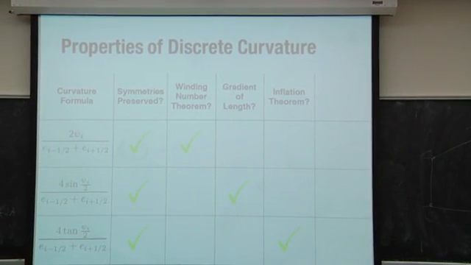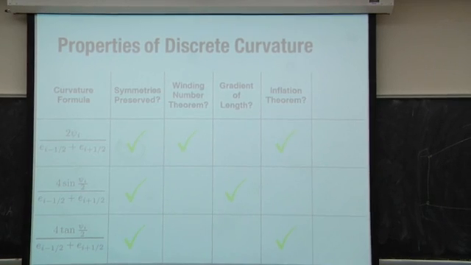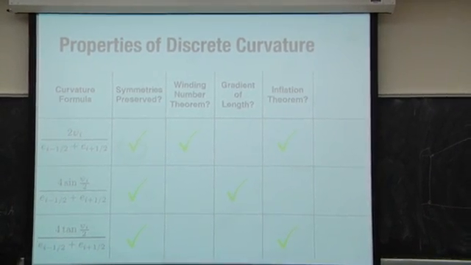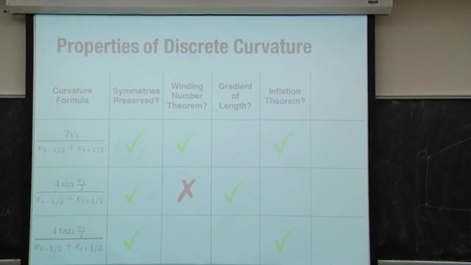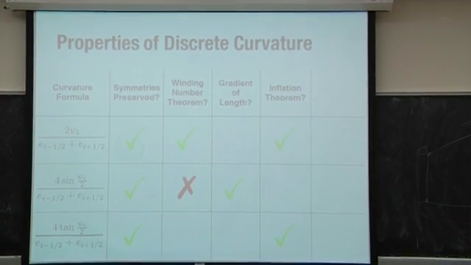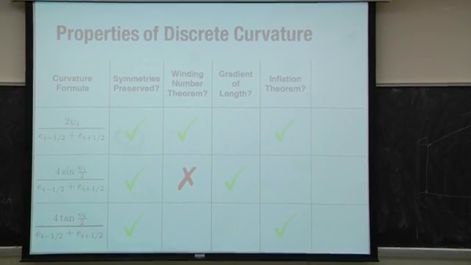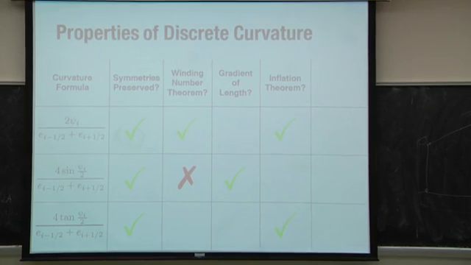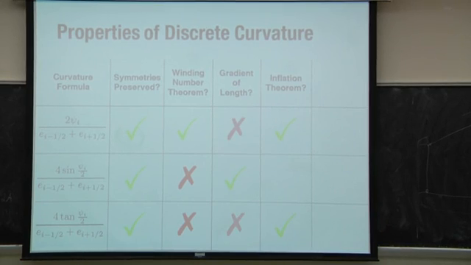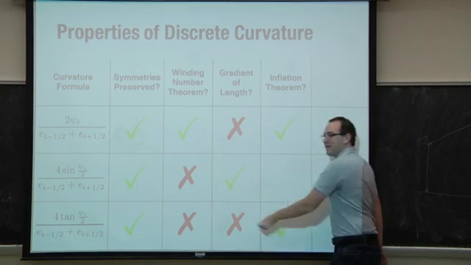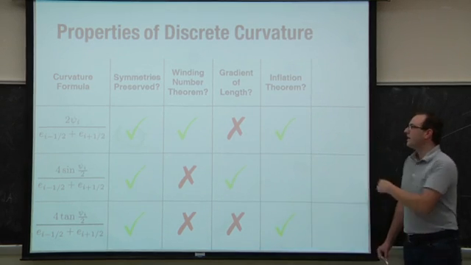Now, what about the other properties? Well, we also know that this thing obeys the inflation theorem because we can interpret the inflation theorem in terms of spherical caps, or circular caps, and get that. Winding number theorem. It's not hard to convince yourself that this thing can't possibly obey the winding number theorem. You can add up a bunch of signs, there's no way you're going to get it. It's always a multiple of 2 pi. Same thing with the tangent formula. Gradient of length, I mean, there's only one answer to the gradient of length, and it's this formula. There's no way that these two also satisfy it, right?